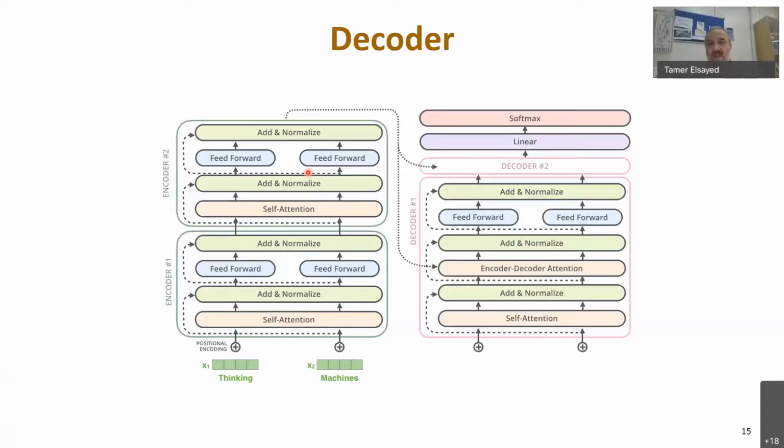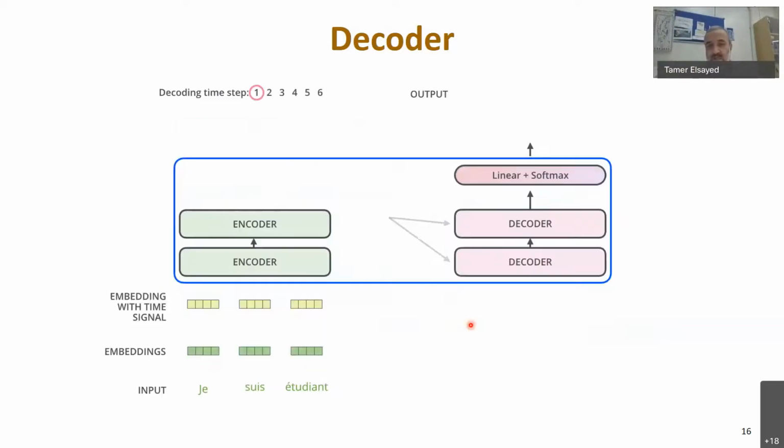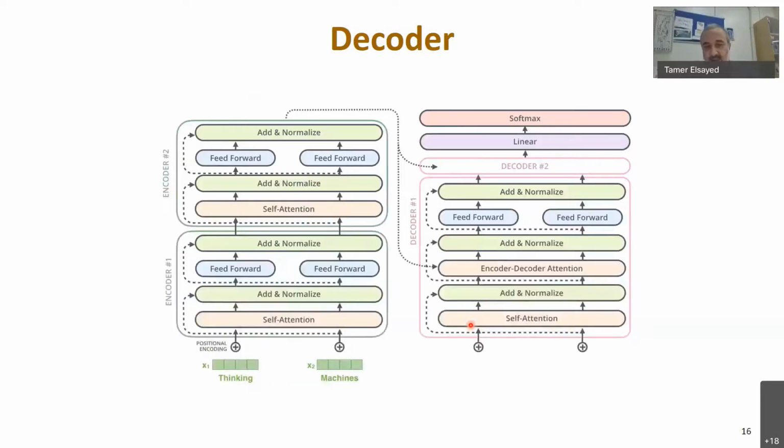Now let's talk about the decoder. The decoder, as we said, is very similar to the encoder, except that we have 3 sublayers instead of 2. In the encoder, we have the self-attention and the feed-forward network, and that's repeated over the stack. In the decoder, we have self-attention, then encoder-decoder attention, then the feed-forward. Now I think the right time is to talk about what we mean by encoder-decoder attention.